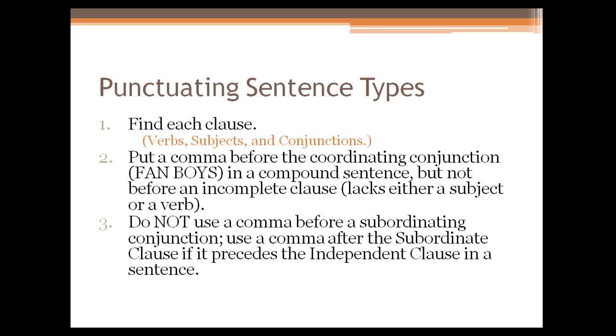Also remember, do not use a comma before a subordinate conjunction. That kind of conjunction is in itself an interruption to the sentence, and it changes what it means. It's not things on the same level. So use a comma after a subordinate clause only if it precedes the independent clause in a sentence. Just wait for the example. You'll be fine.